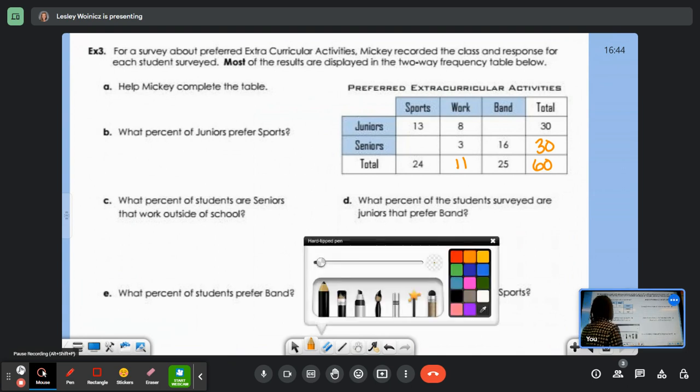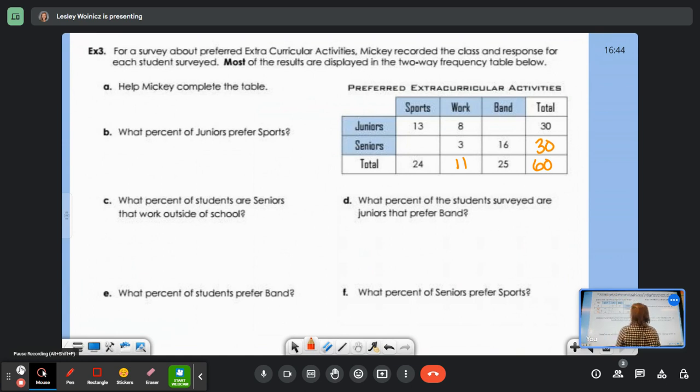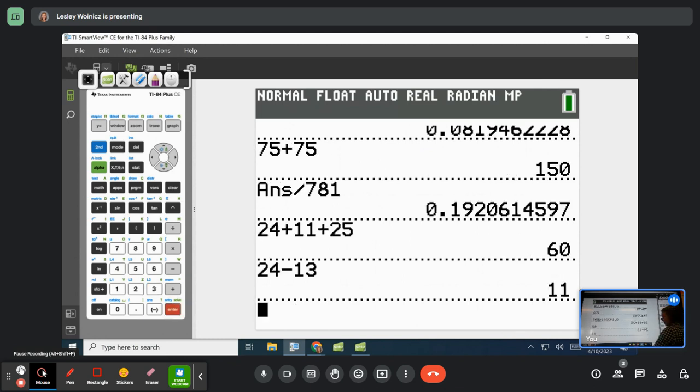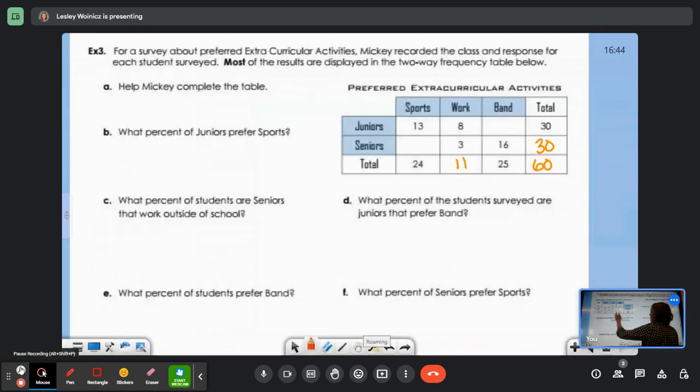Okay, next, let's look at sports. I had 24 total students pick sports. 13 of them were juniors. So if I do 24 total minus the 13, then I should get the other class, which is 11. So I know that the seniors have to be 11. We can do the same thing with band.